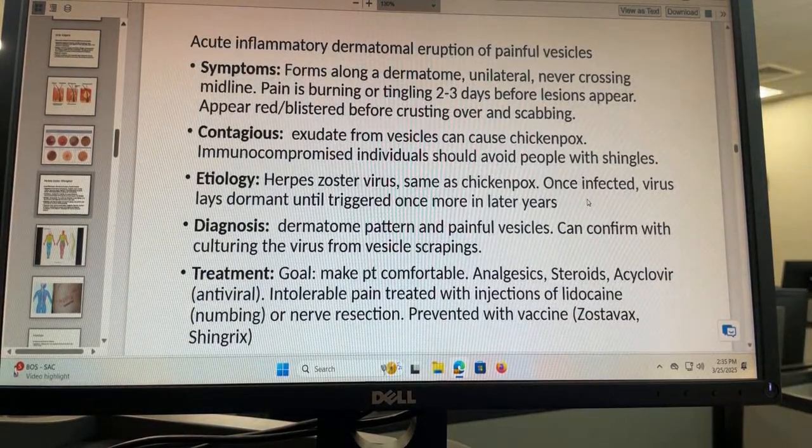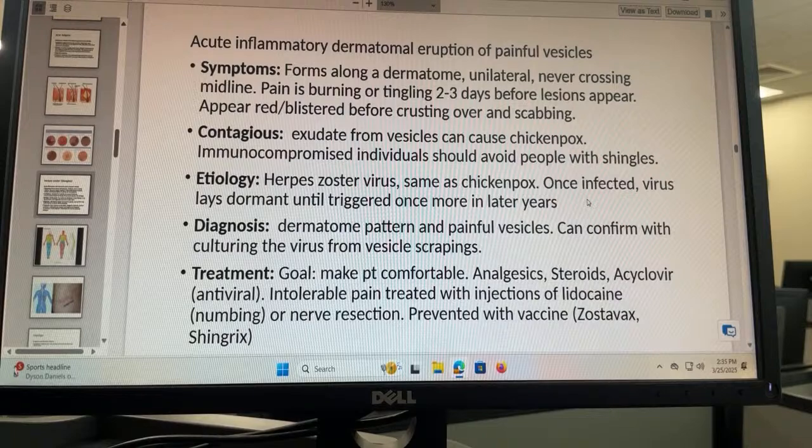So the symptoms, like I said, follow the dermatomes. Usually a patient will describe a burning or tingling sensation a couple days before the rash appears. They are red blistery lesions, and as they start to go away, they'll crust over and make a scab. The thing with these is that they are extremely painful. They've been described as excruciating by some people.